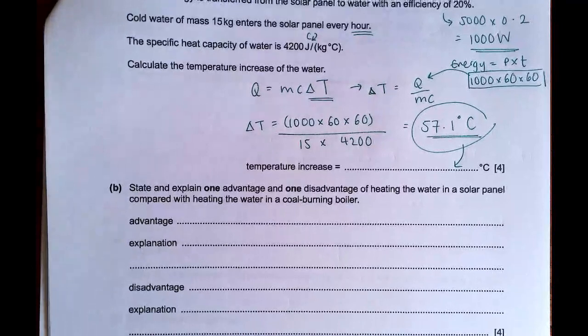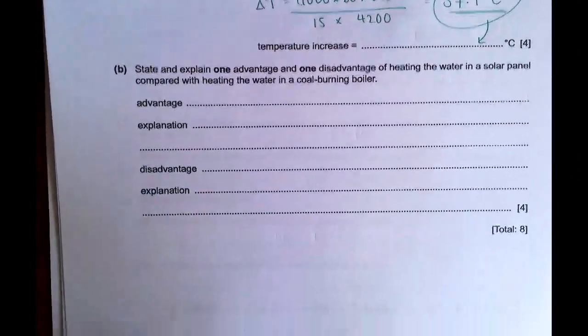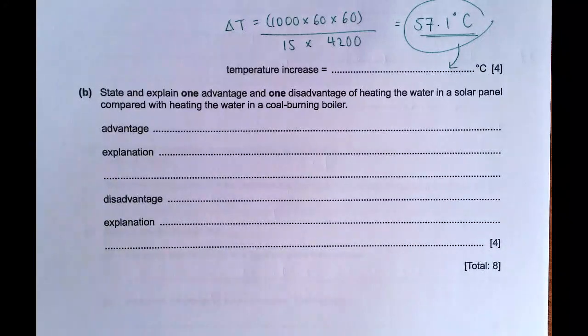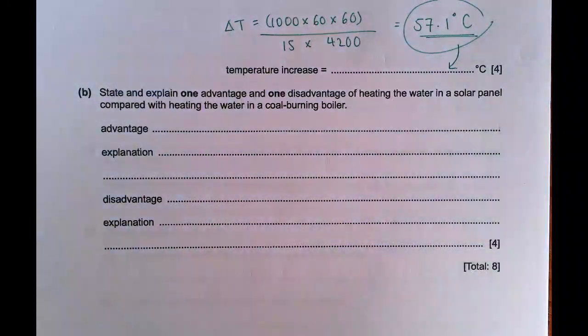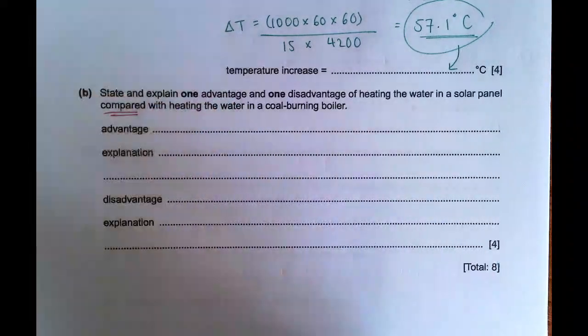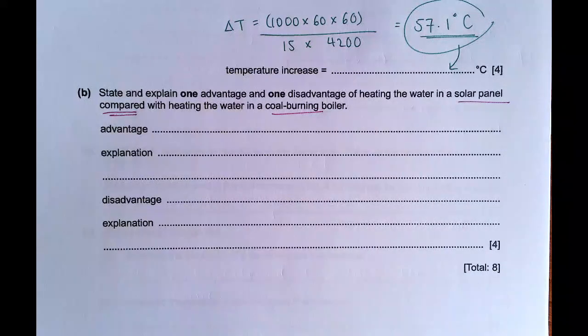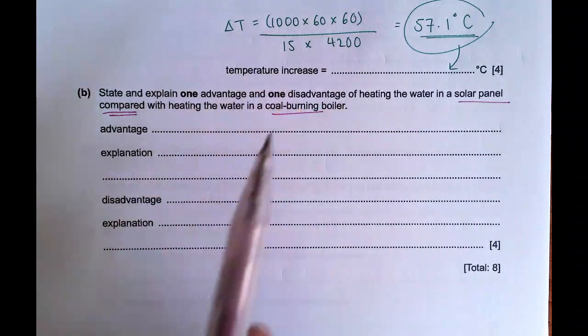Then it says, state and explain 1 advantage and 1 disadvantage of heating the water in a solar panel compared with heating the water in a coal-burning boiler. Now, obviously there are many advantages and disadvantages to all of the different energy resources, but the key thing to notice here is that it's asking you to make a comparison of 2 of them. So you can't just give any of the random advantages or disadvantages. You have to think about what makes one of the advantages an advantage over the other type stated.